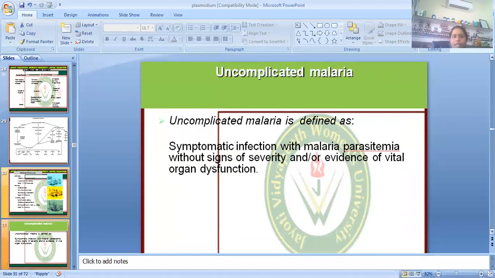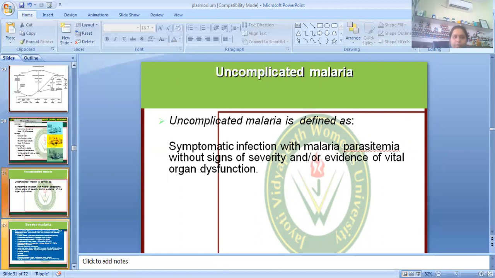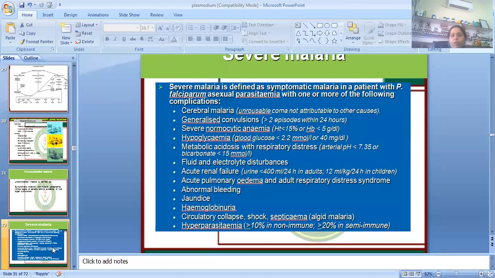Uncomplicated malaria is defined as a symptomatic infection with malaria parasitemia, the parasite inside the blood, without signs of severity and evidence of vital dysfunction. This is called uncomplicated malaria.